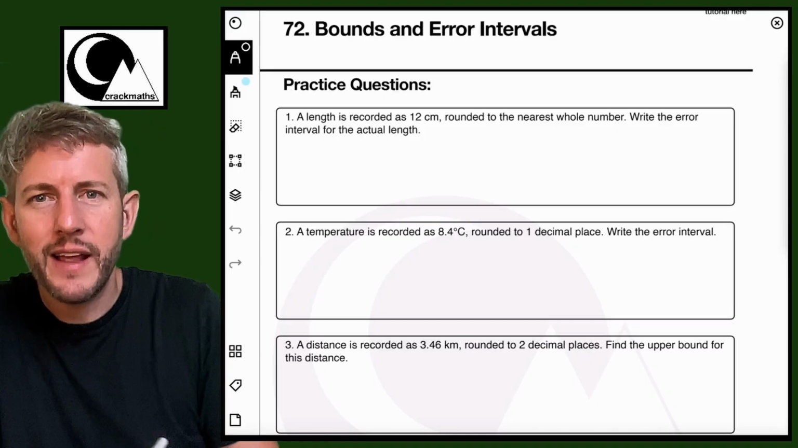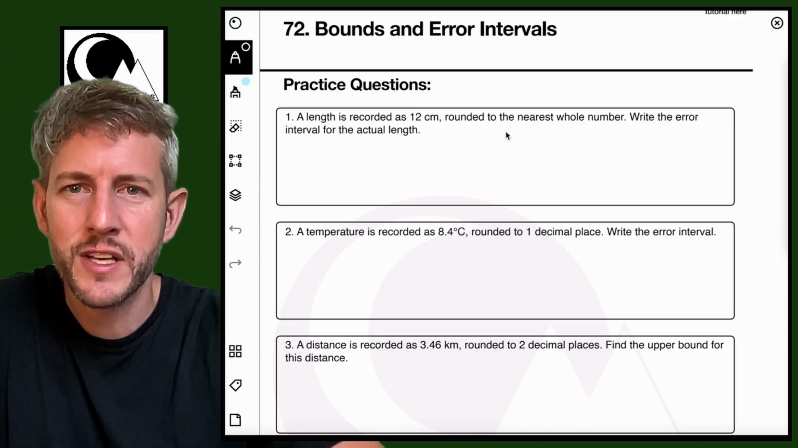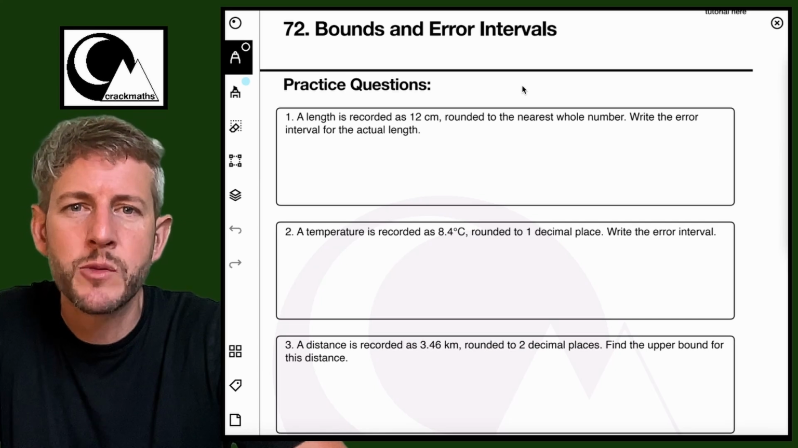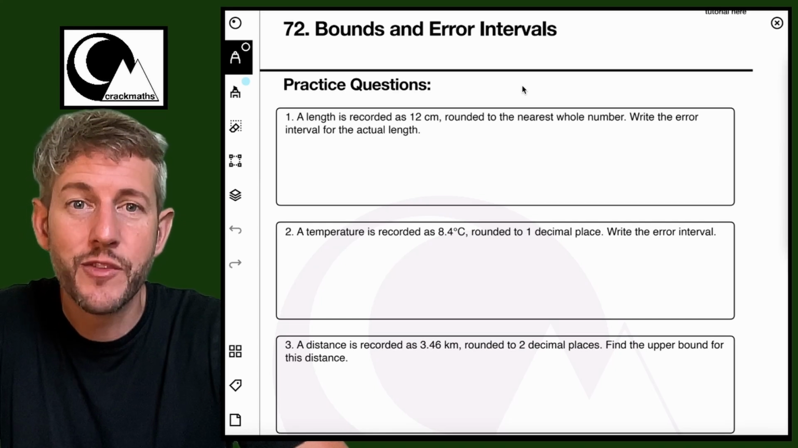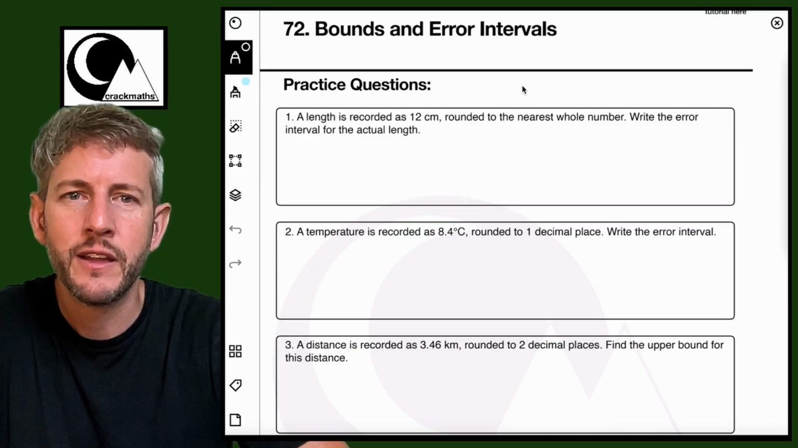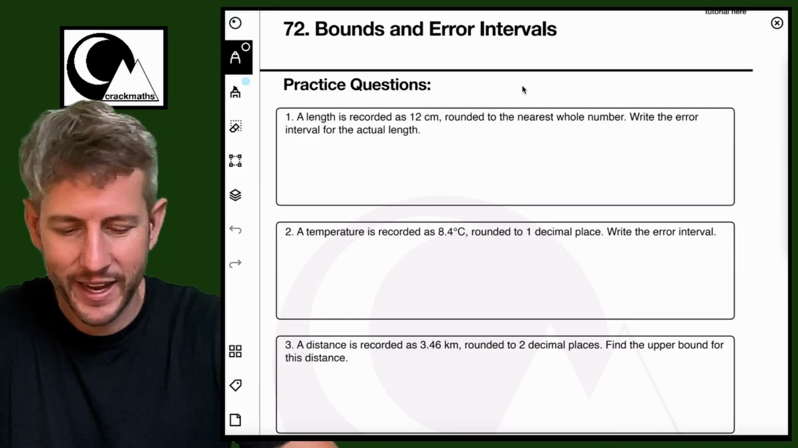Okay, so let's have a start at this first question here. And this first question says, a length is recorded as 12 centimetres rounded to the nearest whole number. Write the error interval for the actual length.